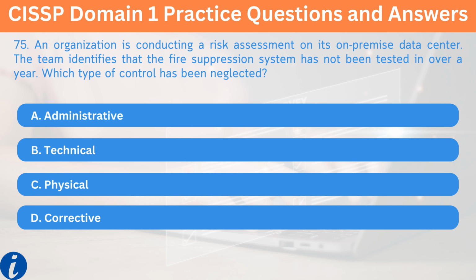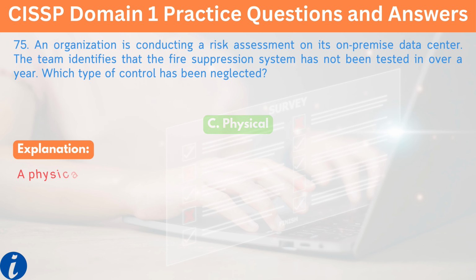75. An organization is conducting a risk assessment on its on-premise data center. The team identifies that the fire suppression system has not been tested in over a year. Which type of control has been neglected? A. Administrative. B. Technical. C. Physical. D. Corrective. The correct answer is C.